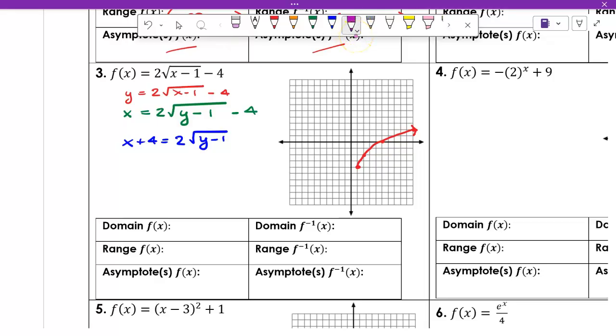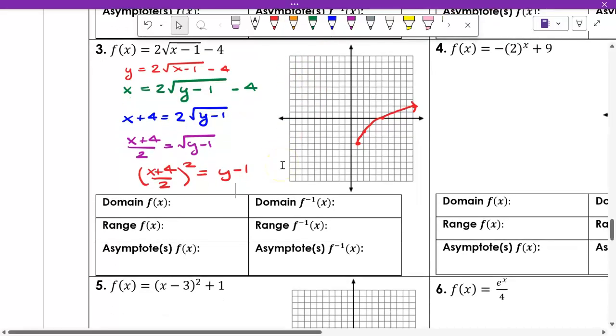Next step to get y by itself, I would divide both sides by 2. So I get x plus 4 divided by 2, equals the square root of y minus 1. All right, so now in order to get y by itself, I've got to square both sides to get rid of the square root. So that's going to get me x plus 4 divided by 2 all squared, and that's equal to y minus 1. Okay, and then my last step to get y by itself would be to add 1 to both sides.